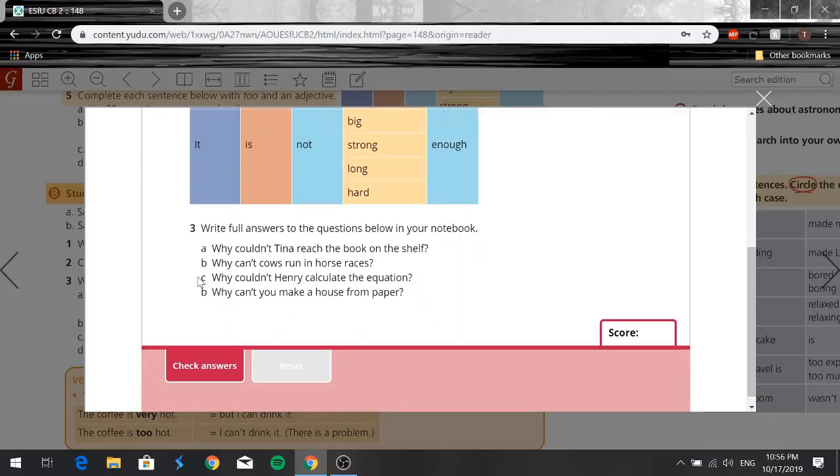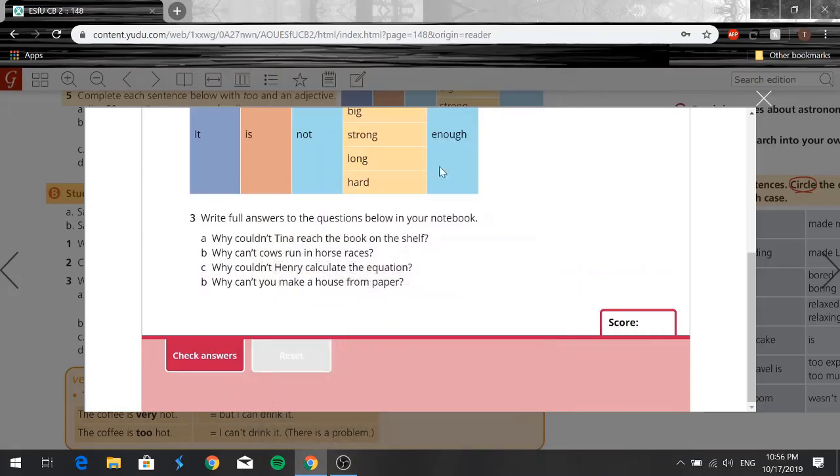Now let's go down here to B3. Here we have some questions. So we have, why can't cows run in horse races? Well, we could simply say they're not fast enough, right? That makes sense. So they're not fast enough. Why couldn't Henry calculate the equation?